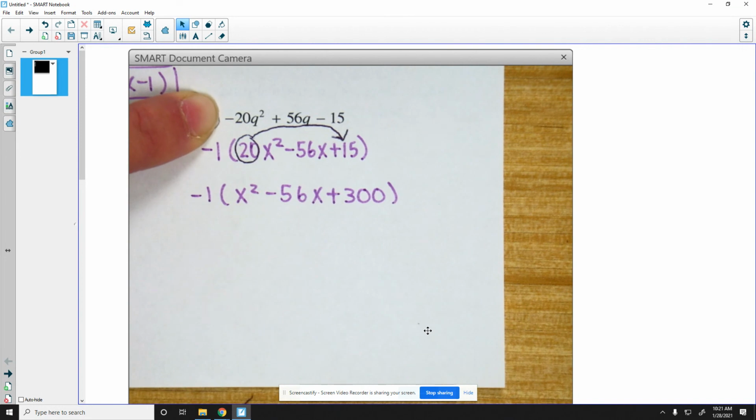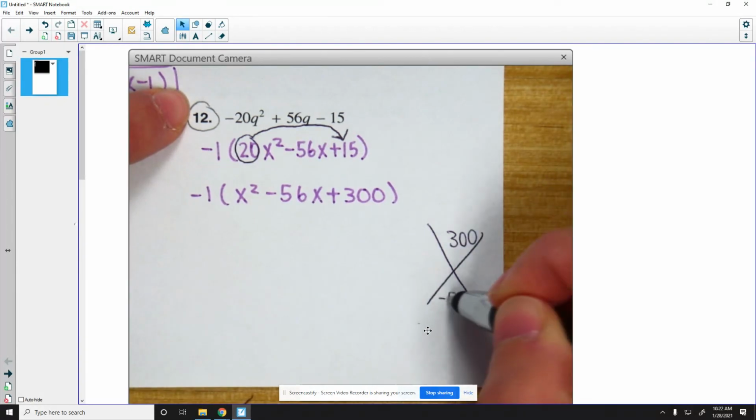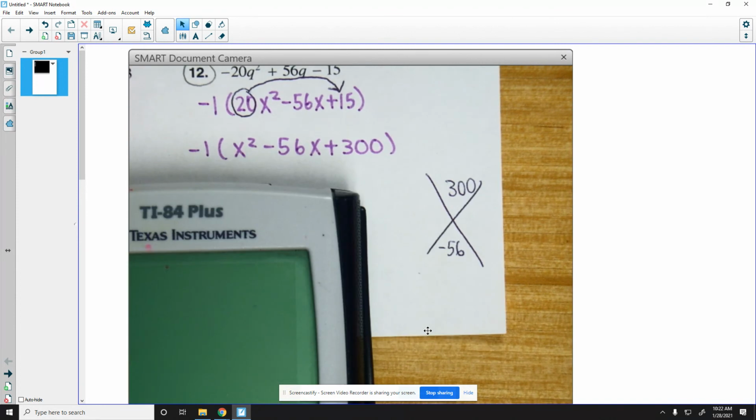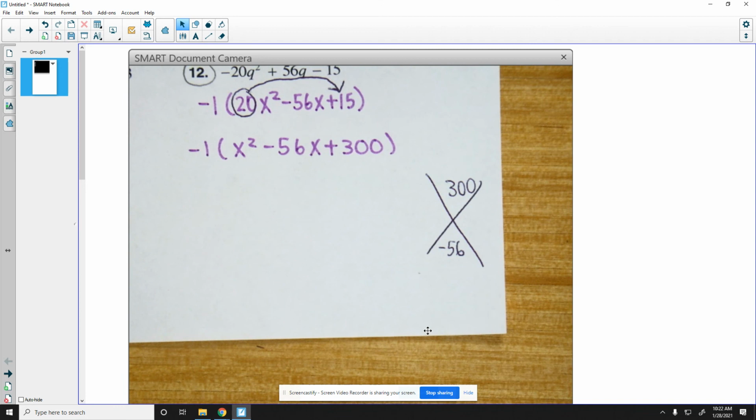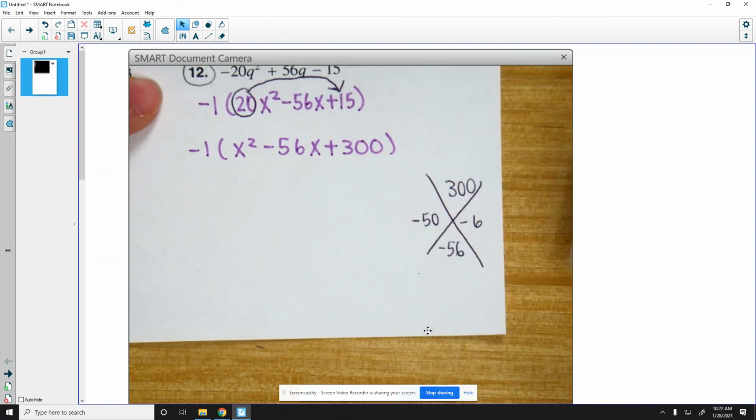So 300. Okay, now do you see how it starts with a 1x squared? So now I can do big X. 300 and negative 56. So that 300 is a huge number. Please use your calculator. So it's not like 60 and 5. Just keep dividing. 50 and negative 6. Oh, negative 50 and negative 6. Okay. So negative 50 and negative 6.